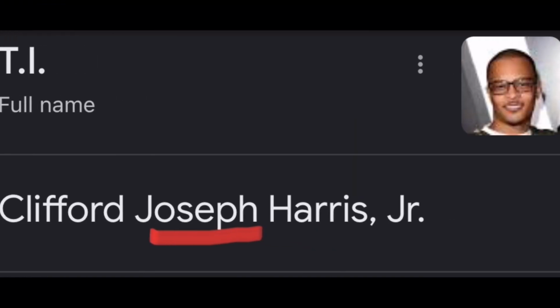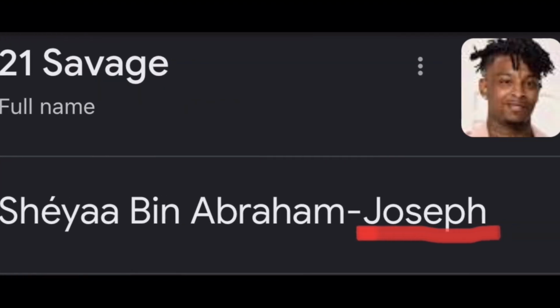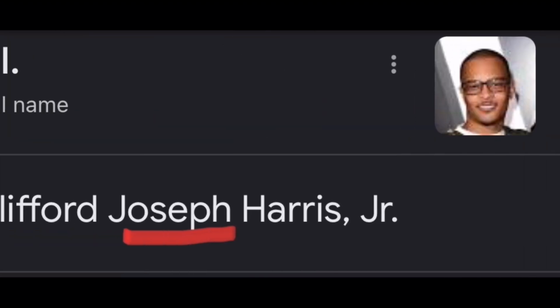So here's another really good comparison. It's crazy how similar these characters look. Now let's get into a big connection, because Joseph is T.I.'s middle name, right? And Joseph is 21 Savage's last name. So these two characters share the same name, Joseph, in their real name.